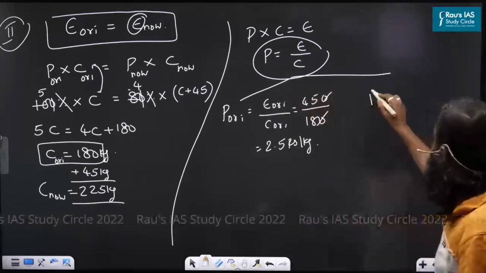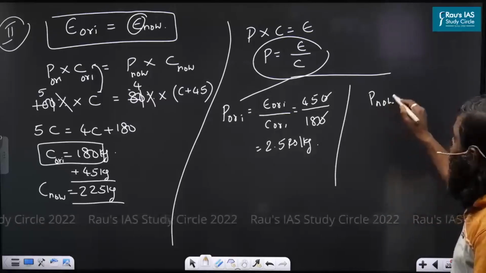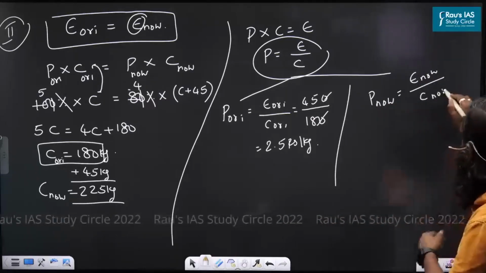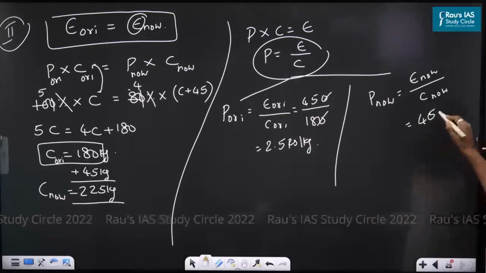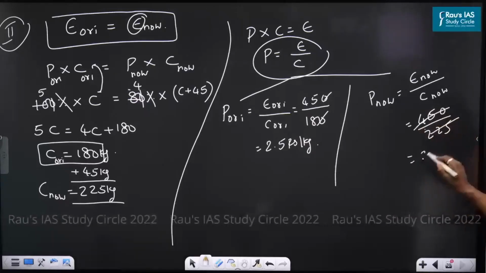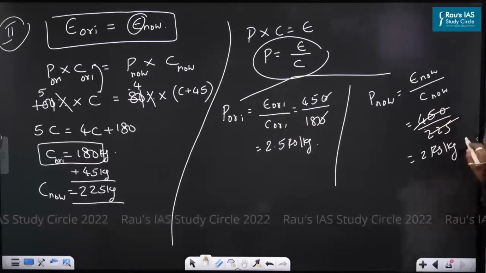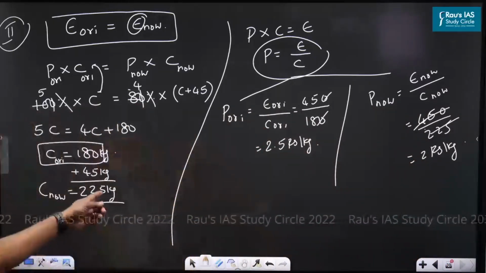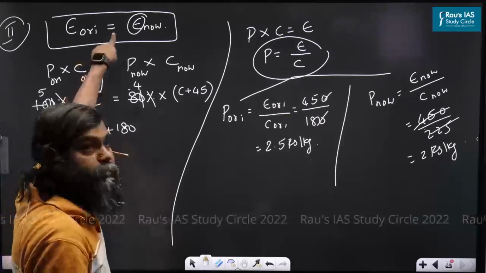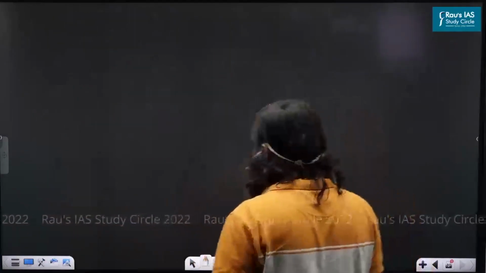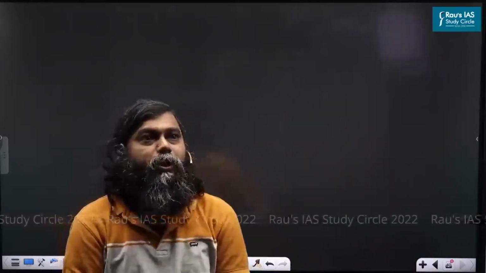What is the price now? Expenditure now by consumption now. What is the expenditure now? 450. Consumption now 225. Cancel: 2 rupees per kg. Are you understood? Anybody have a doubt? When you solve like this, if you read the question like this... Sir, I am not reading the question like this. Somebody will say, or you remember, this question is suitable for the product constant rule or not?